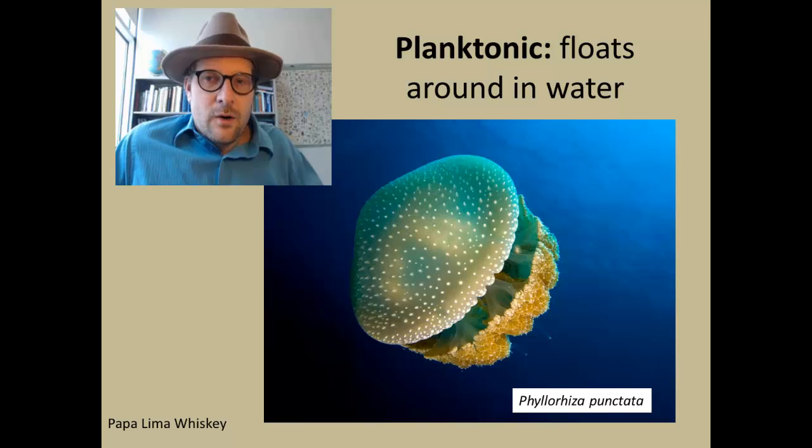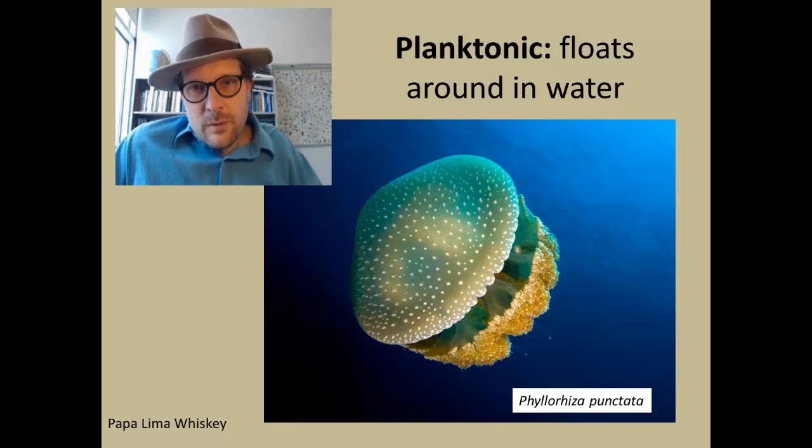Planktonic organisms float around in the water. They may have very limited ways in which they can swim around. This is an example of a jellyfish, which is just free floating in the water column. They have very limited control over the direction that they're moving. They're just floating and existing in the water column. We call that the planktonic condition.